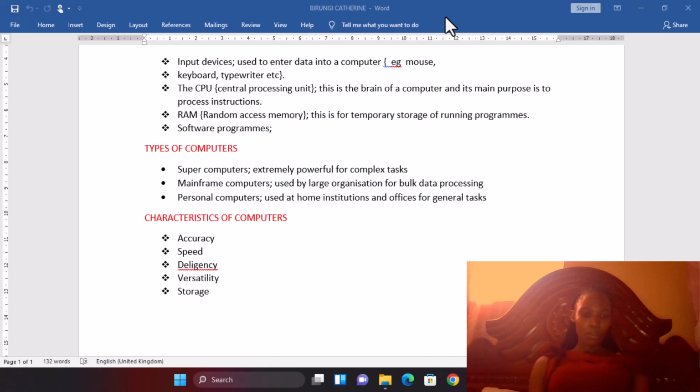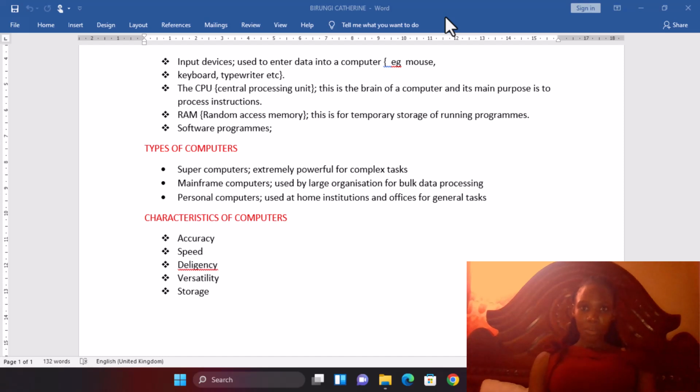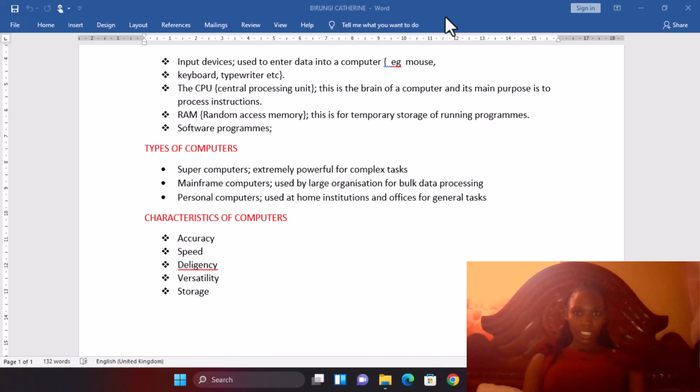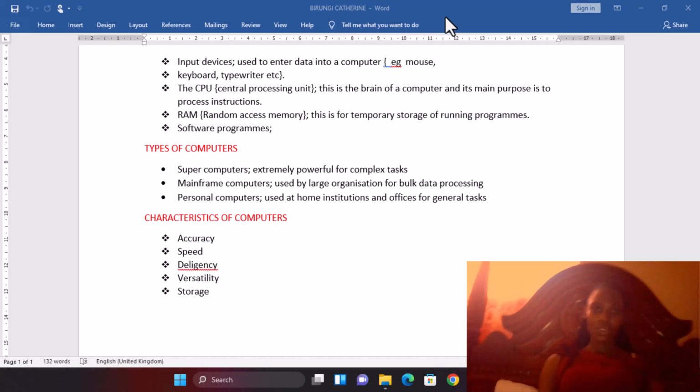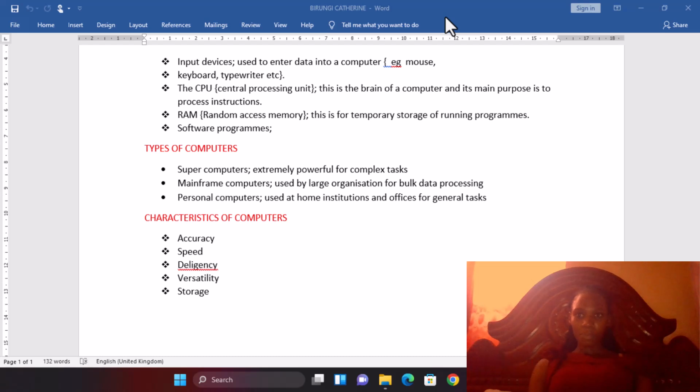Then I can also talk about the versatility. For this case, these computers can perform more than one task at a given time. For instance, you can be playing music as you're doing your work. Lastly, but not least, we can talk about the storage. These computers have the ability to store huge amounts of information, and they have temporary storage and permanent storage, so you can use either of those.